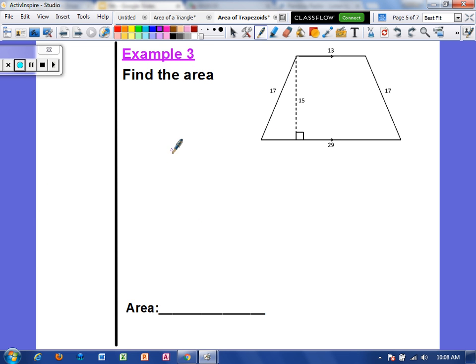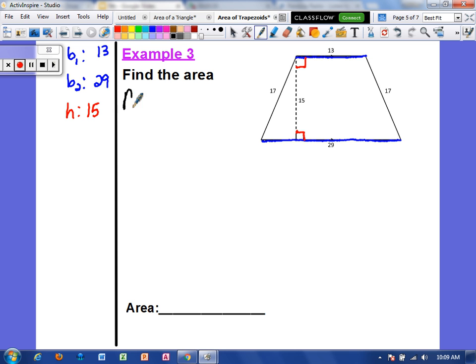All right, example 3, we have another trapezoid. So we're going to identify base 1, base 2, and the height. All right, so again, we can see that on this trapezoid, the top and the bottom run parallel to each other. So I'm going to say base 1 is 13, and base 2 is 29. So the height is going to intersect both of those perpendicularly. So we see that this line right here intersects base 2 at a perpendicular angle, and it intersects base 1 perpendicularly. So the height would be 15.